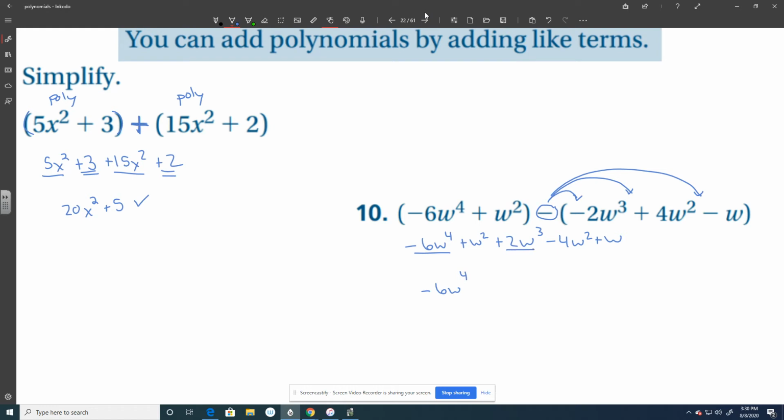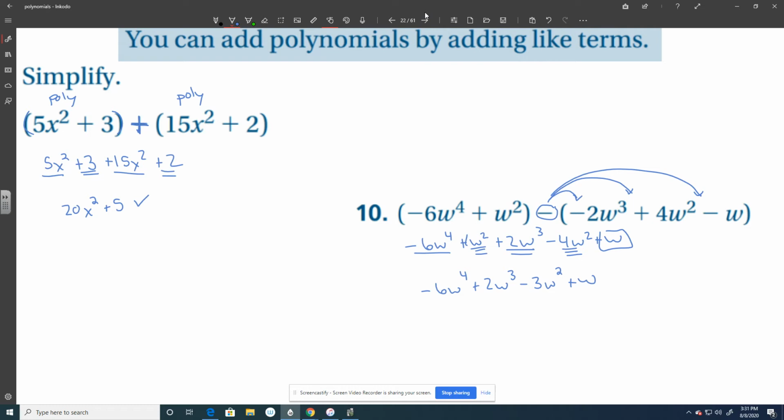There's a 2w to the 3rd power, and there's only one of those, so I can go ahead and put that next. And then I have a w squared and a negative 4w squared. So this is like 1w squared, and I'm minusing 4 more w squared. So 1 minus 4, that's negative 3w squared.